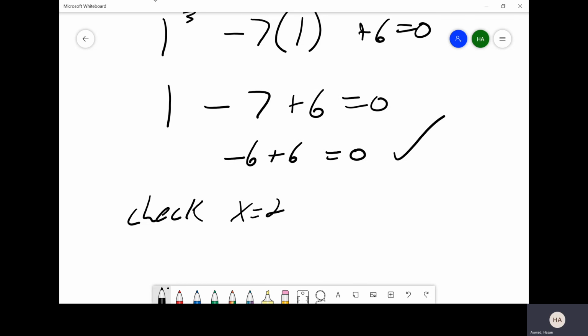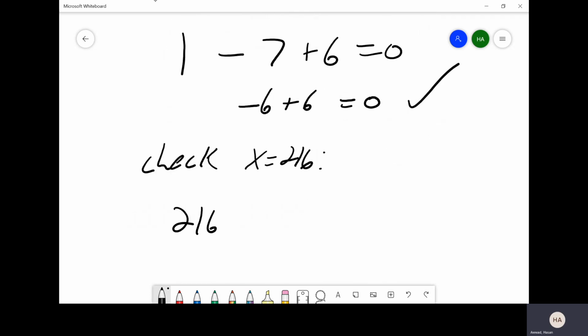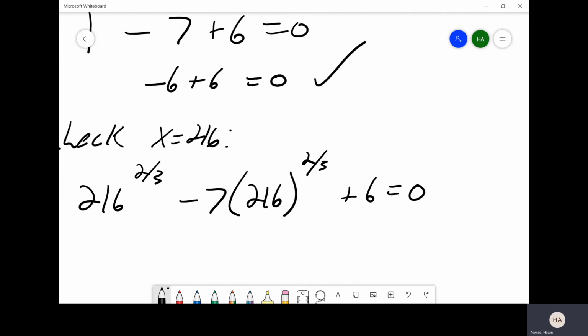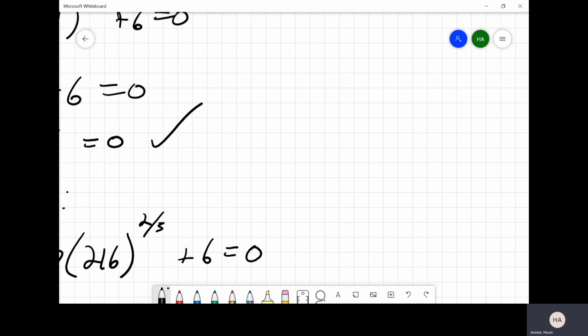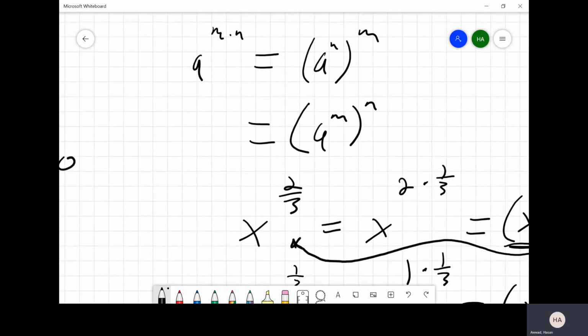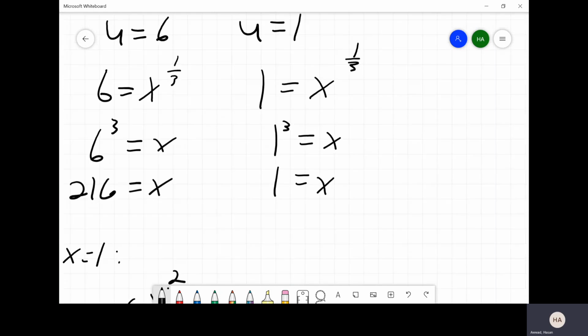So check x is equal to 216. Great. So we get 216 to the 2/3 power minus 7 times 216 to the 2/3 power plus 6 is equal to 0. Okay, so you could use a calculator here, right? You could just plug this into a calculator and sure, it'll spit out an answer. But there is a slightly better way.